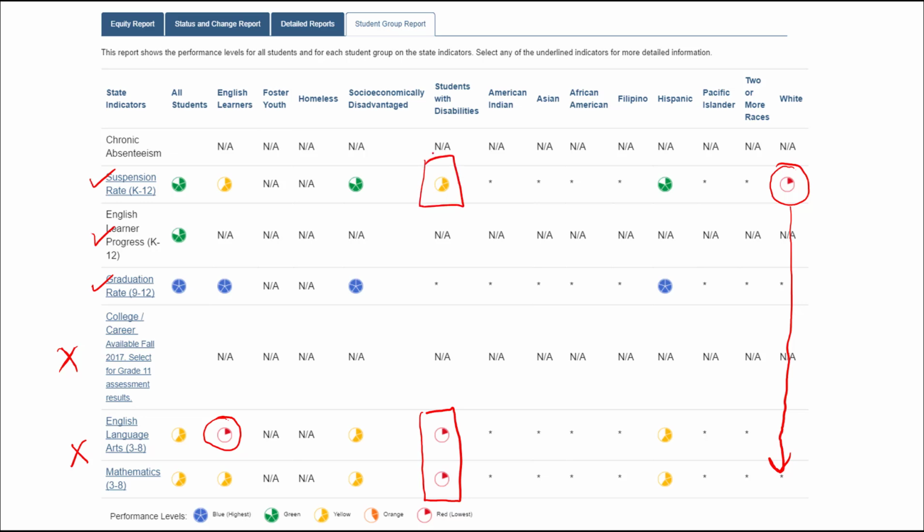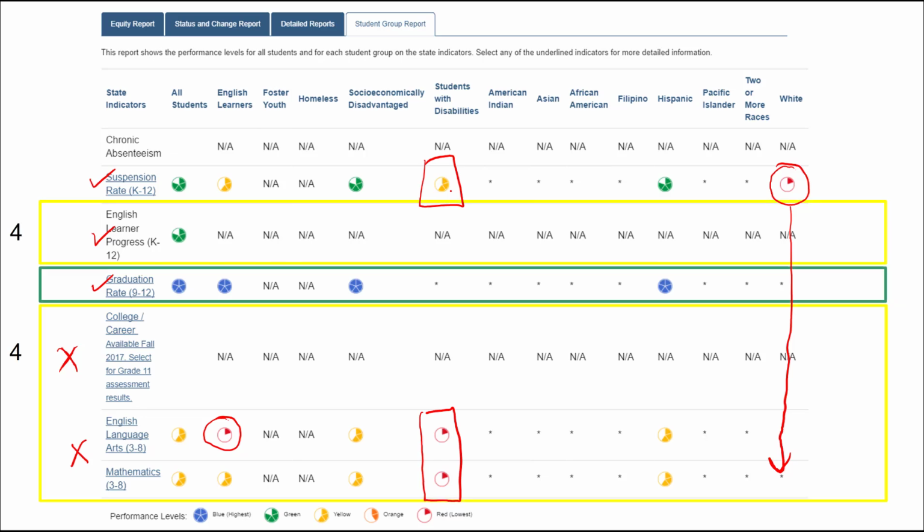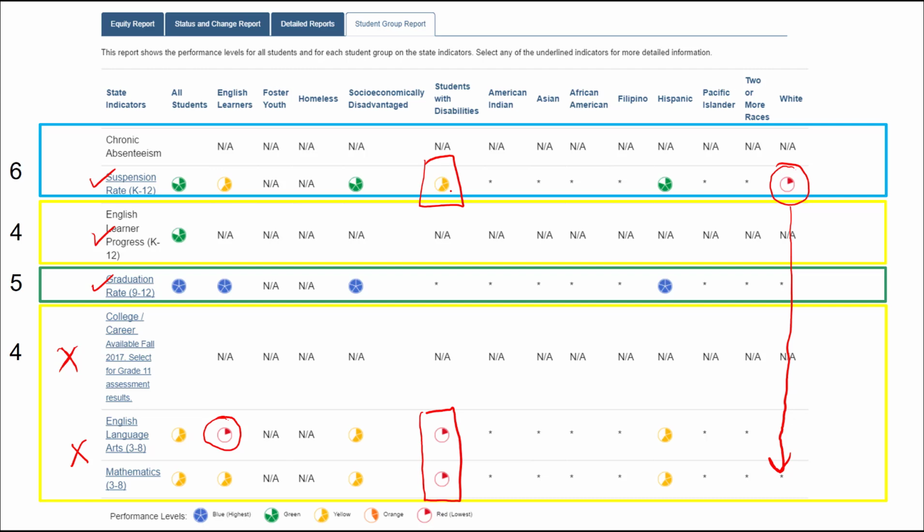But because this is orange and not red, this district here is not eligible for technical assistance. But there are clearly great need areas. Anything in orange and red are great needs. And so those are all those categories again.